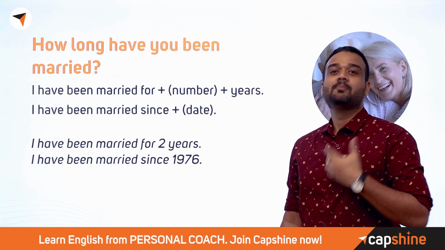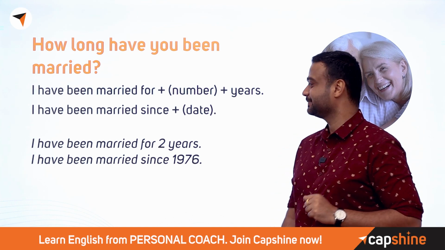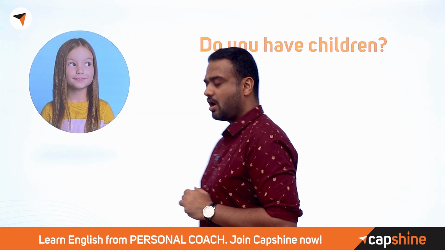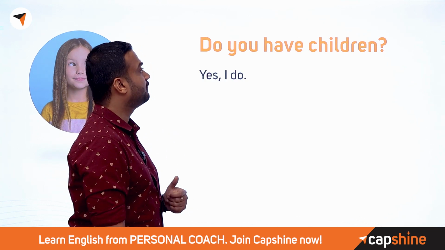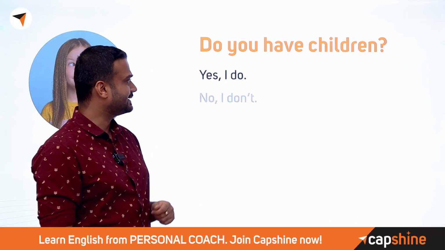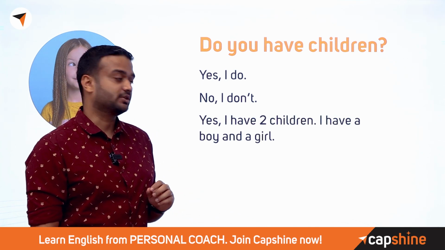Not me, of course, but if you are, then I have been married since a particular date. Another common question is, do you have children? If you're married and you've been married for a while, that's a question that could be asked. Do you have children? So in which case you would respond to the following construction. Either you say, yes, I do, or no, I don't. Or you could go ahead and list out the number of children you have.